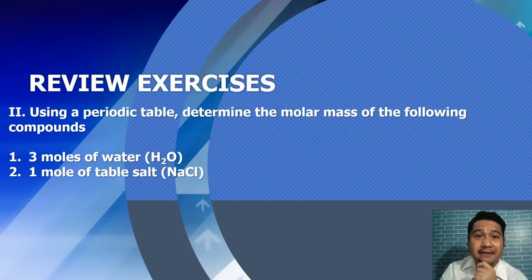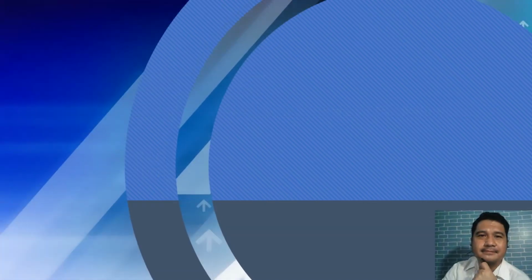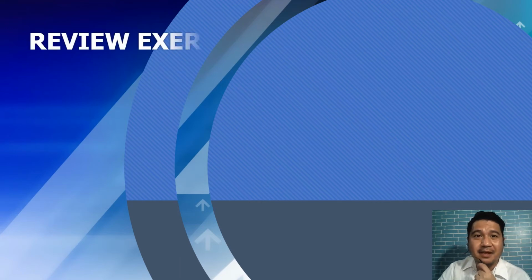Now, let's have our review exercise number 2. Using a periodic table, determine the molar mass of the following compounds. Number 1, 3 moles of water. Number 2, 1 mole of table salt. Let's see whether you get the same answer.